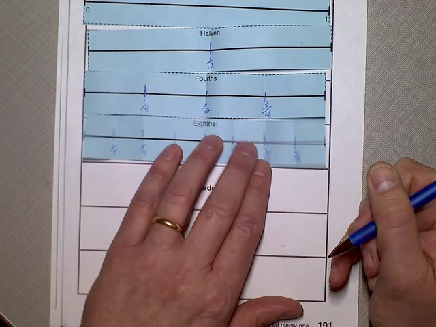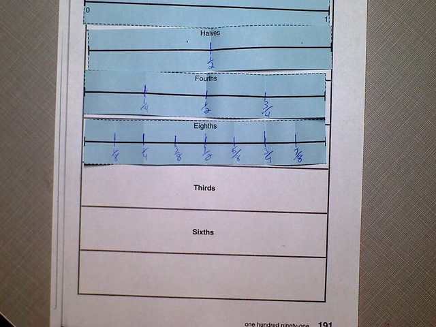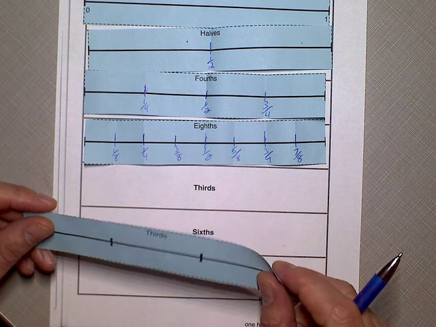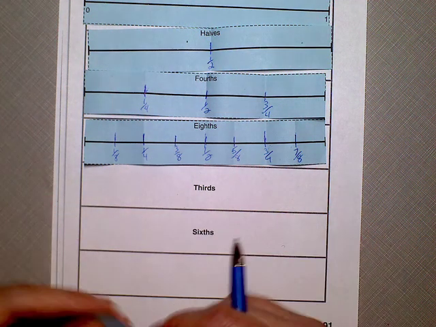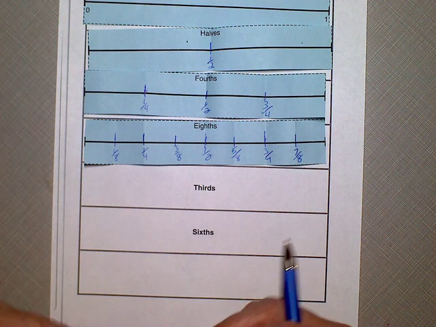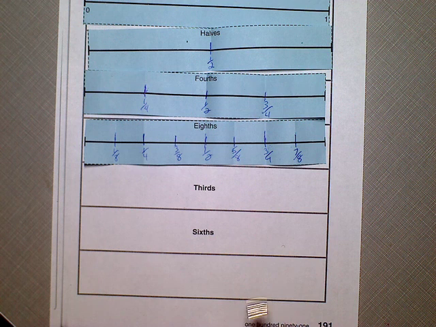So we did the eighths, and then we went to thirds, which is a different denominator. It is an odd number, and so we had them fold this into thirds. So what I had them do is just take this, fold it on the line this way, and then fold it on the line this way.